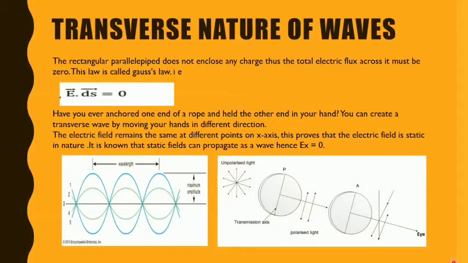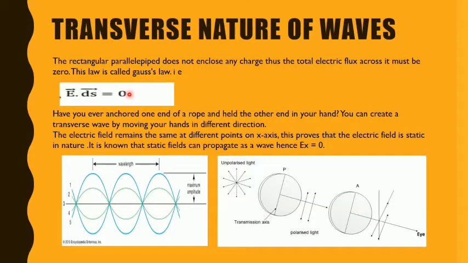So the rectangular parallel pipe does not enclose any charge. So a rectangular parallel pipe doesn't have any charge enclosed. So the total electric flux across it must be 0. This law is called Gauss's law, that is, the integral of E dot ds is equal to 0. So you need to remember that the rectangular parallel pipe does not enclose any charge, so the total flux must be 0.